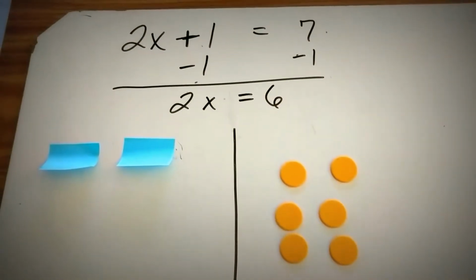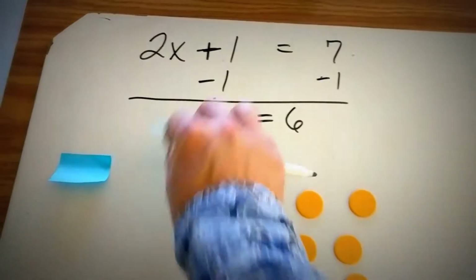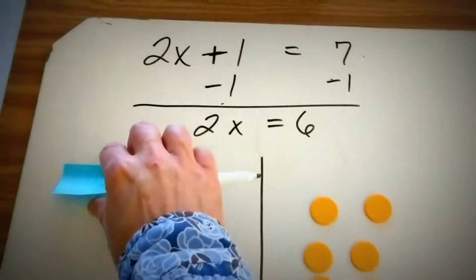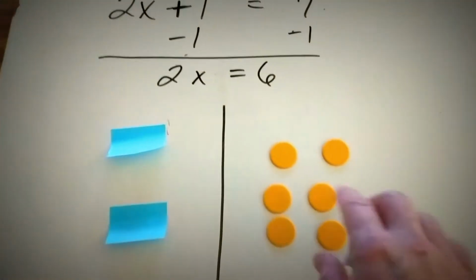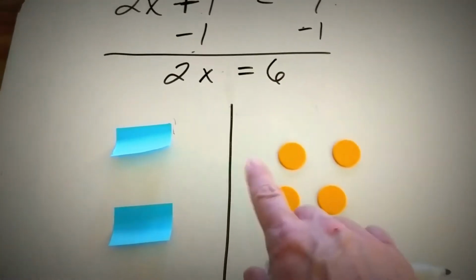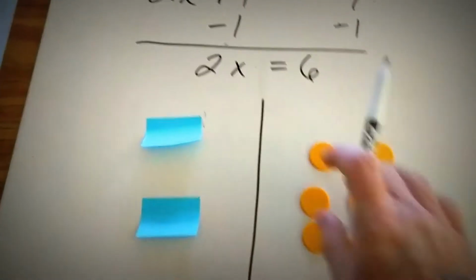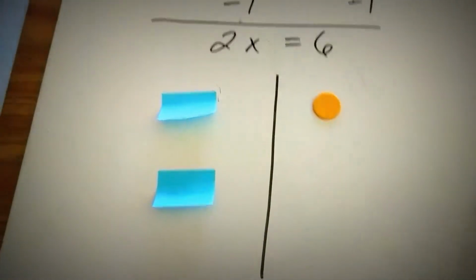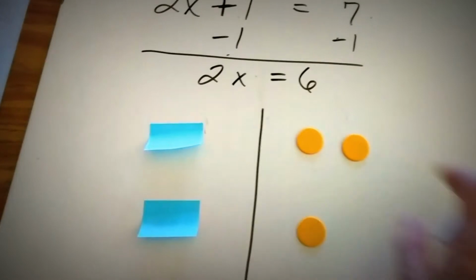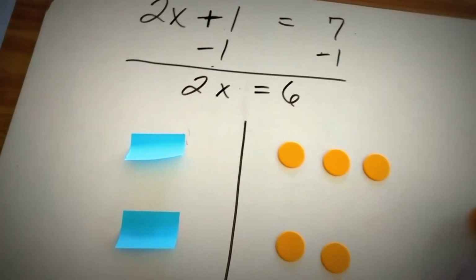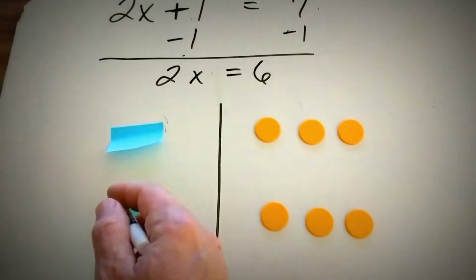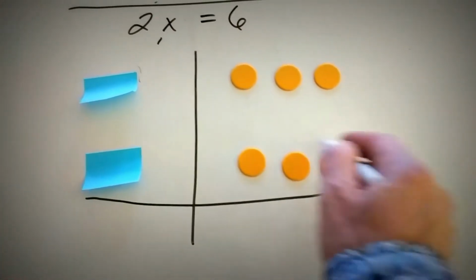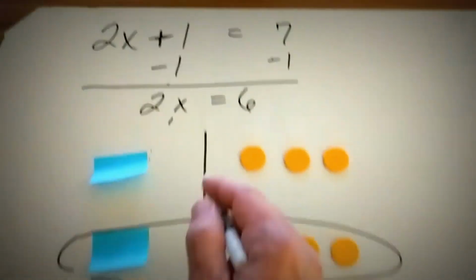At this step, we simply go ahead and group our counters with the variables. So we have 2 x's, and I want to evenly distribute my counters with each of the x's. So there's 1, each gets 1, 2, and 3, and then I'm out of counters. So the solution for this will be x equals 3.